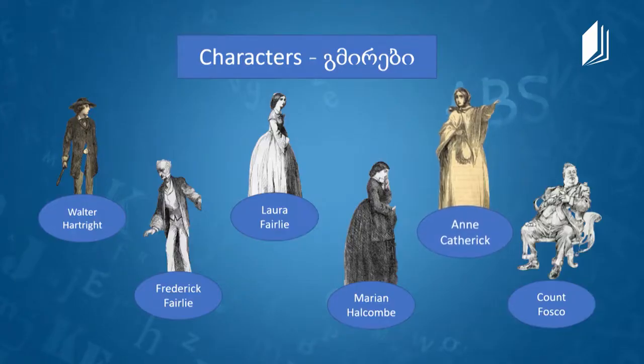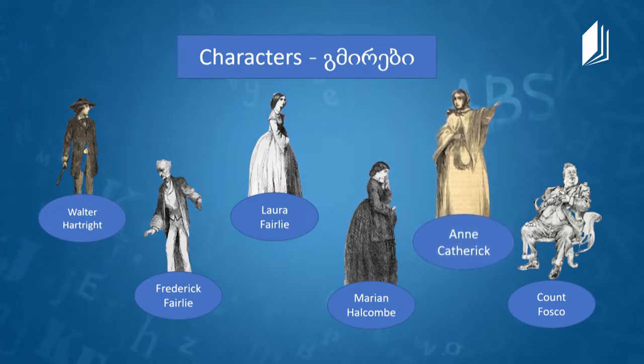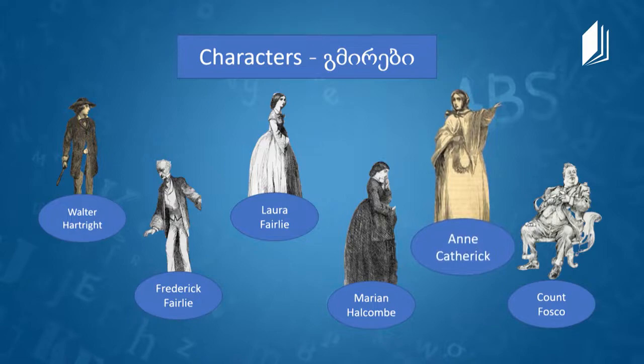And I think the most interesting character for me is Anne Catherick, the woman in white, an eccentric young woman, distinguished by her insistence on white clothes.